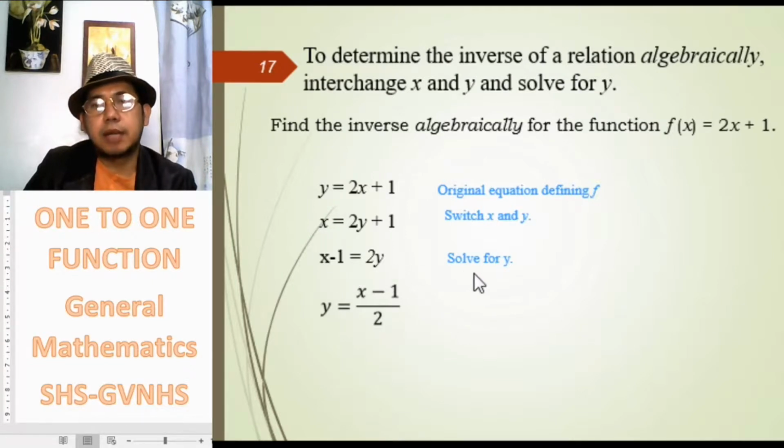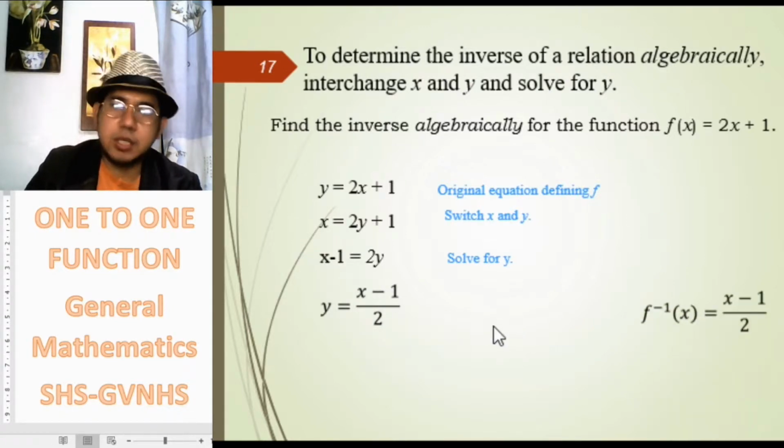Having said that, we are looking for the value of y, so what did I do? I divided both sides of the equation by 2. So 2y divided by 2 gives a result of y, and x minus 1 divided by 2 is the same as x minus 1 over 2. And so I have now the inverse of the original function.